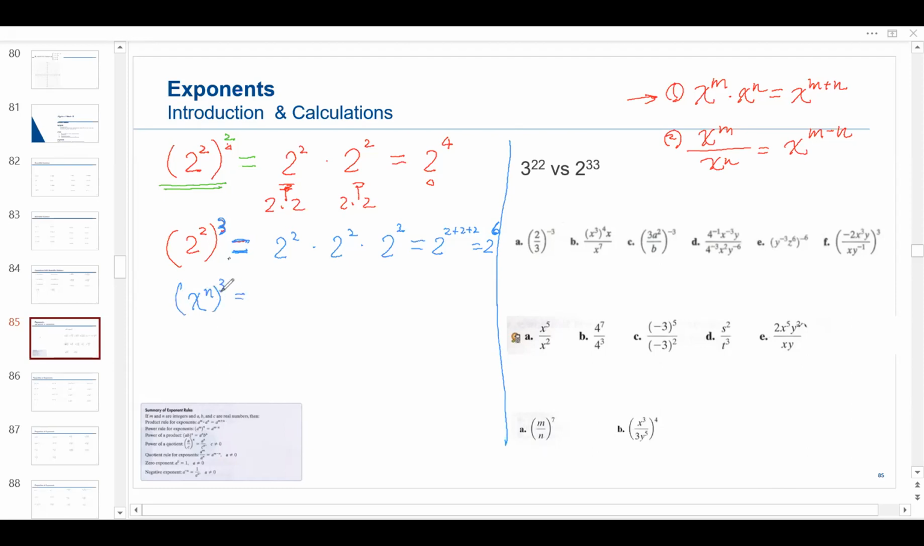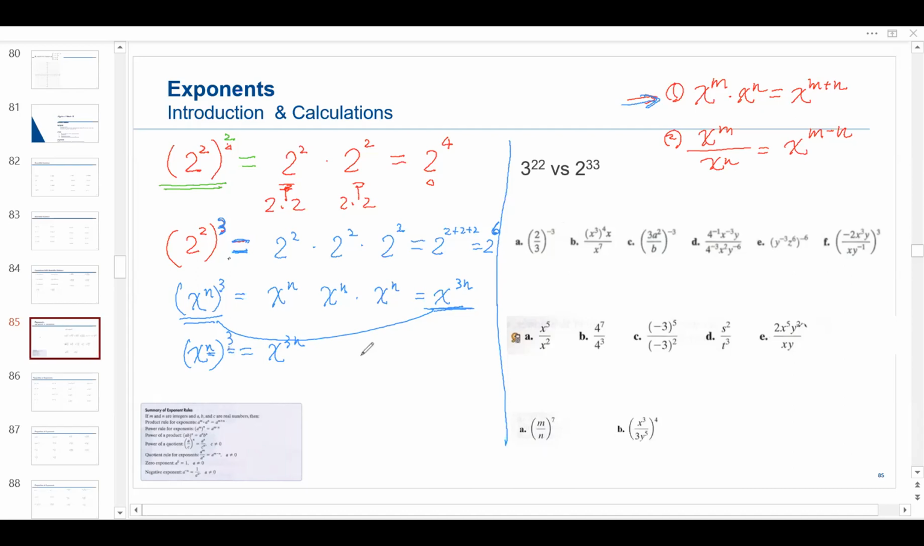This is how to see this one. The inside one is x power n, right? x power n, 3 of them, cubed. So it becomes what? Use these rules again. So x to the n plus n plus n becomes 3n. If you connect this one to this one directly, what do you find? Let me rewrite it here. It's just like this one times this one, right?